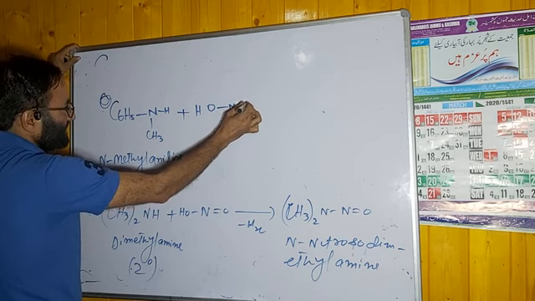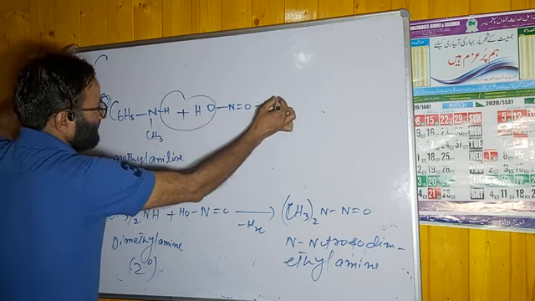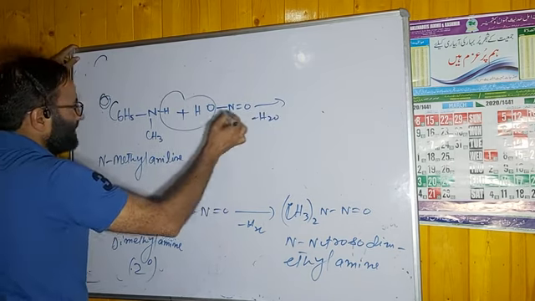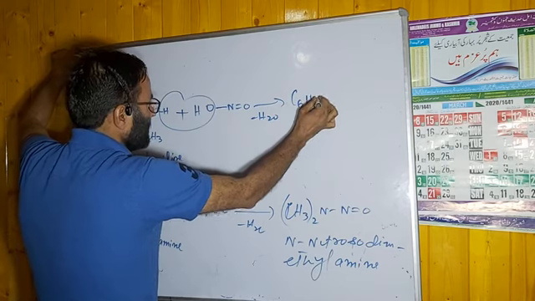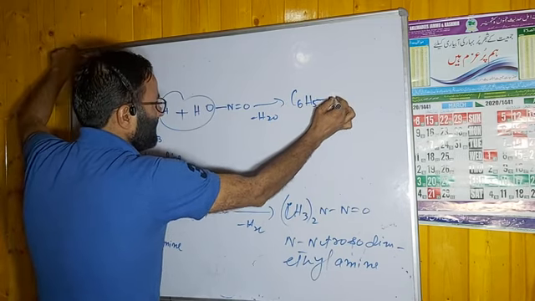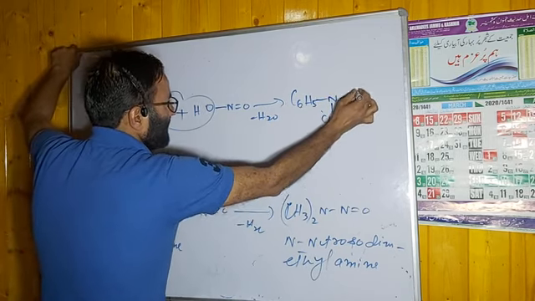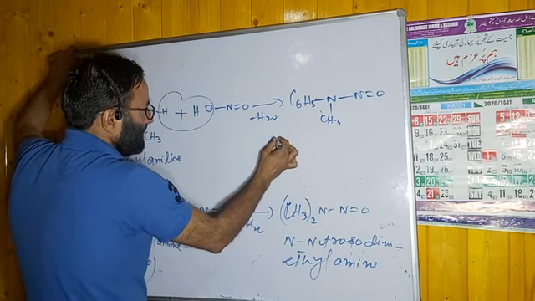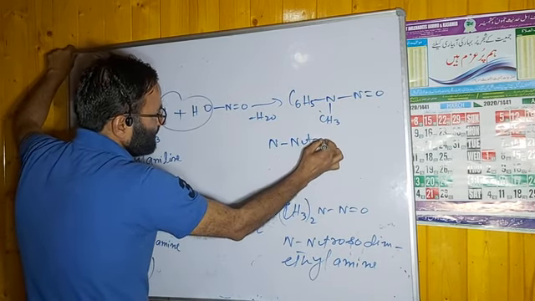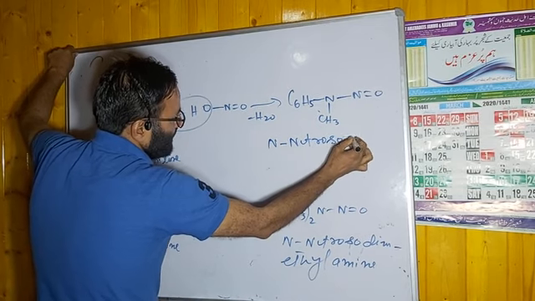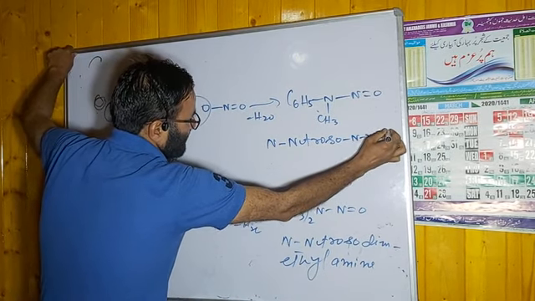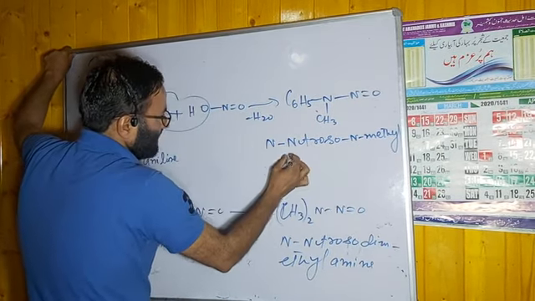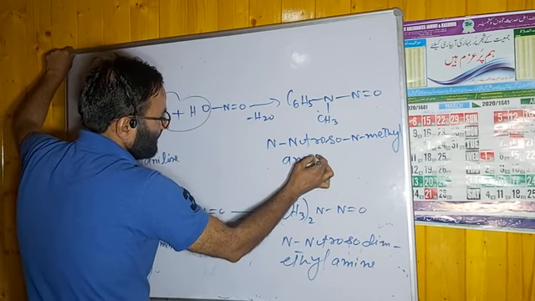This is nitrous acid. Water will come out. What you will have? You will have C6H5, NCH3, N=O. What will be the name? N-nitroso-N-methylaniline. Iska naam kya hai? N-nitroso-N-methylaniline.